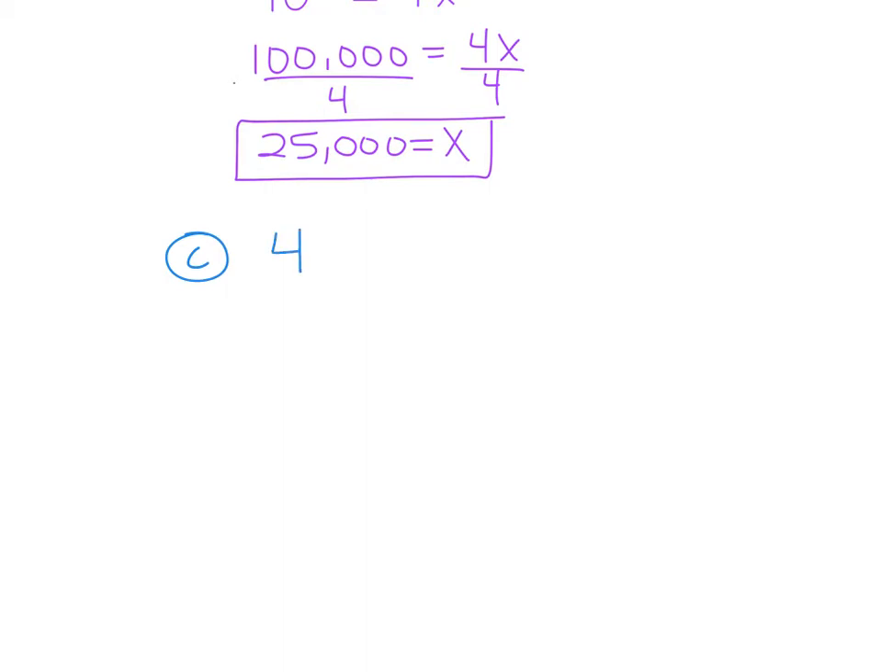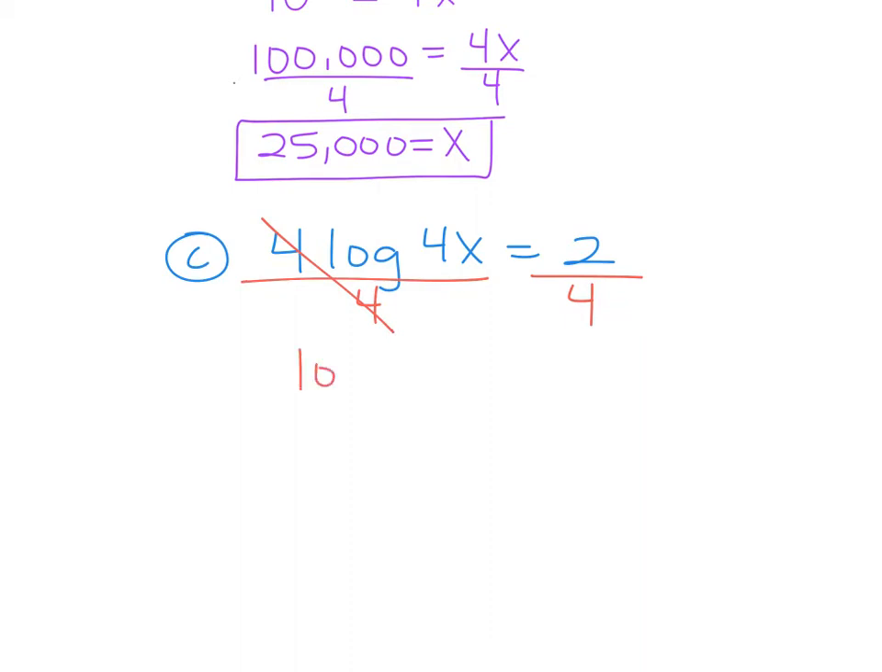What if we have 4 log 4x equals 2? Isolate the log. What do you do? Divide by 4. So we're going to divide by 4 here. We're dividing by this 4, right? Not that second 4. So we get log 4x equals 1/2 or 0.5.